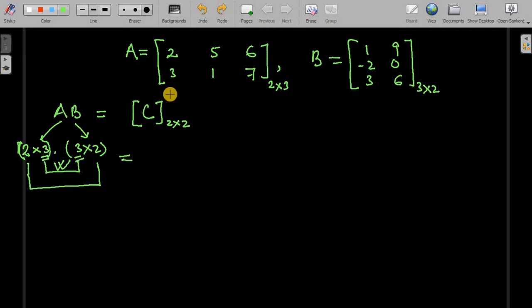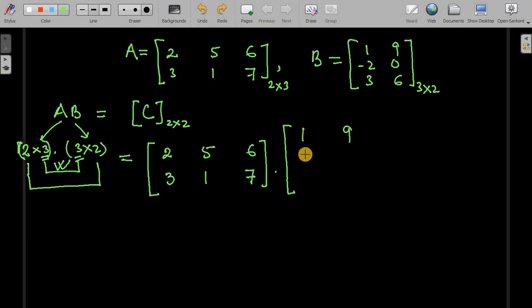For that, first of all, write the matrix A, that is 2, 5, 6. So this is matrix A, and then write matrix B, which is 1, 9, minus 2, 0, 3, 6. So this is matrix B. We have written A into matrix B, and we know that the resultant matrix C will be of the order 2 by 2, that is 2 rows and 2 columns. So in order to find the resultant matrix, we have to find 4 elements, because its order is 2 by 2. So the number of elements will be 2 times 2, that is 4.